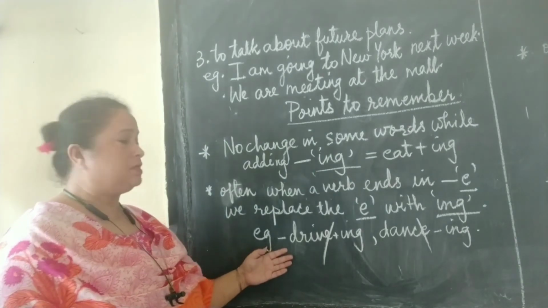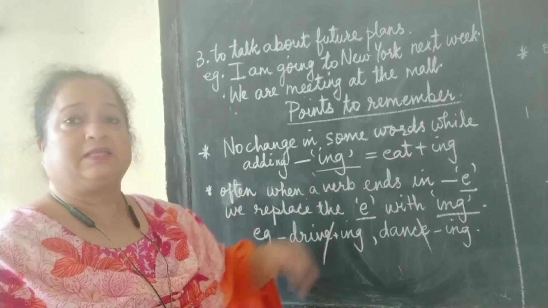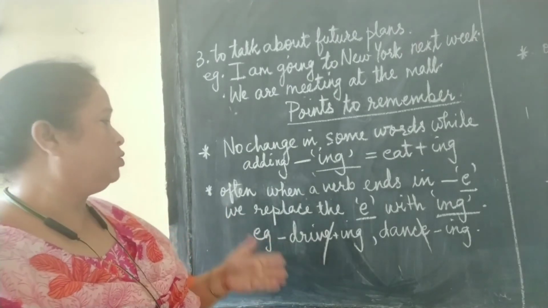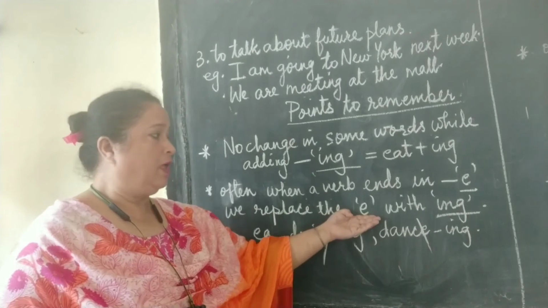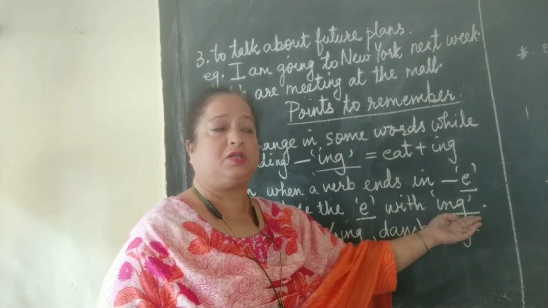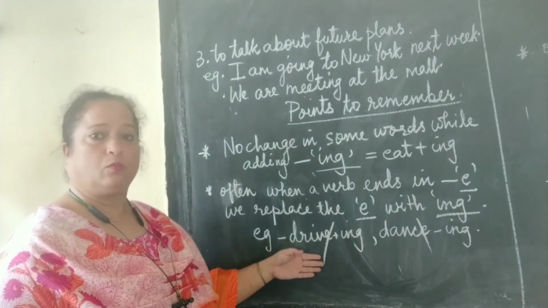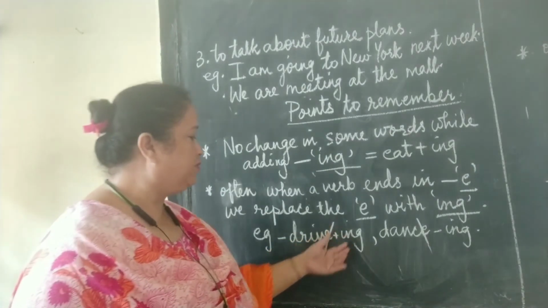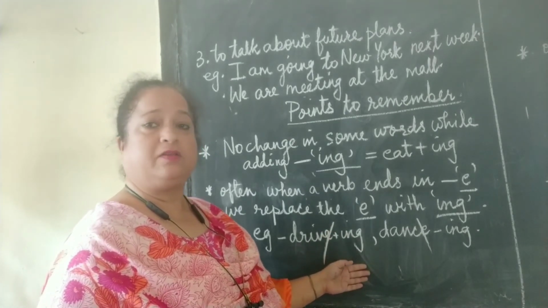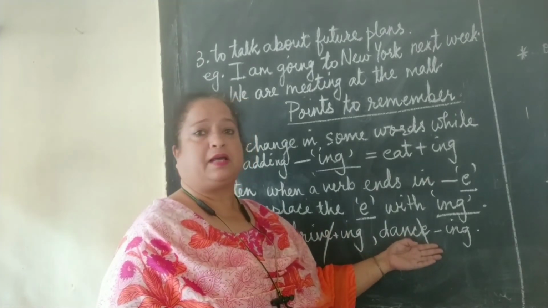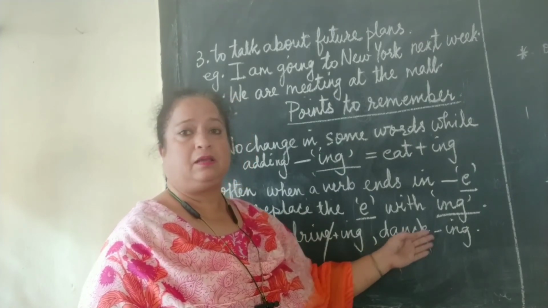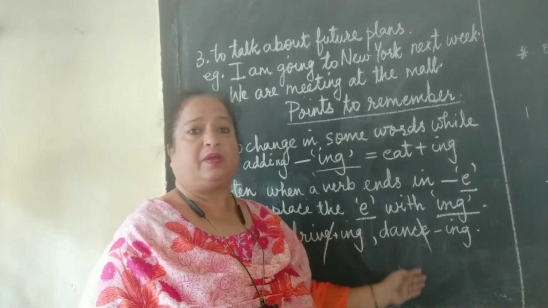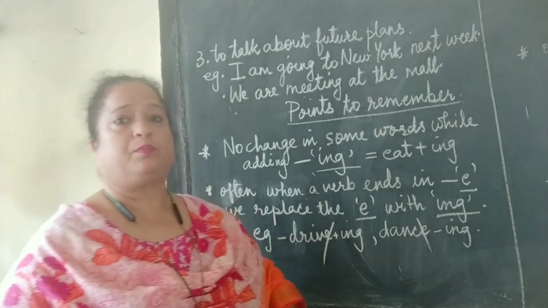Now, the next one is, often when a verb ends in E, that means any word that is a verb, it ends in E. What do we do? We remove the E and we add ing to it. Like driving. What did I do? I removed the E and I added the ing form to it. Likewise, dance, D-A-N-C-E. What did I do? I removed the E and I placed ing and I made it dancing for it to be in the present continuous tense.